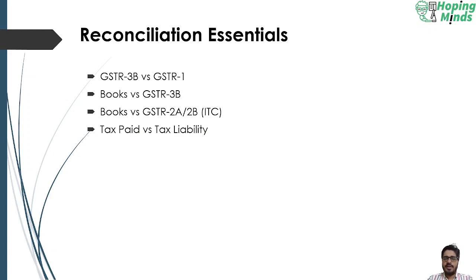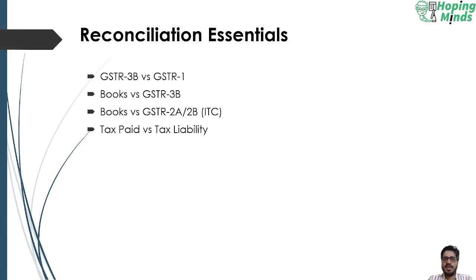Before proceeding to file the annual return, the taxpayer must ensure a proper reconciliation between GSTR 3B and GSTR 1, then reconciliation between books and GSTR 3B, again reconciliation between books and GSTR 2A or 2B that relates to input tax credit, and a reconciliation of taxes paid versus the tax payable, that is the tax liability, is a must.